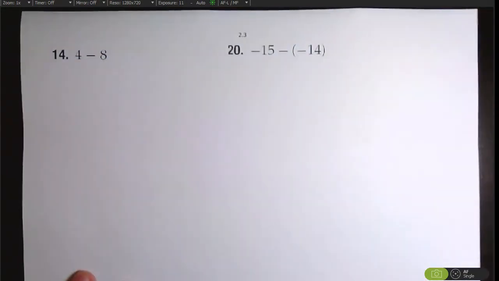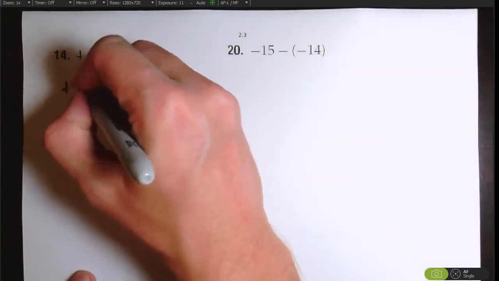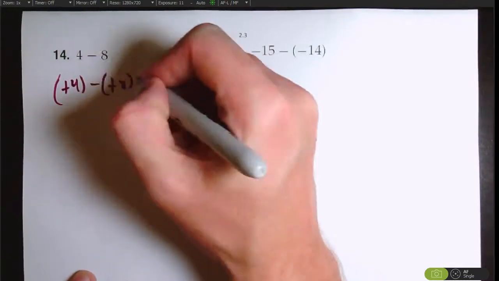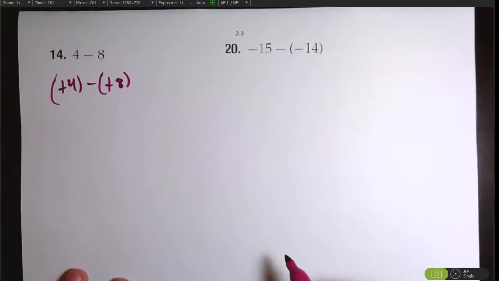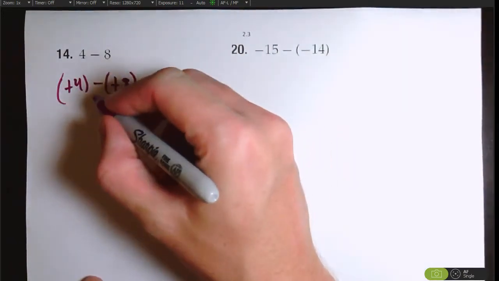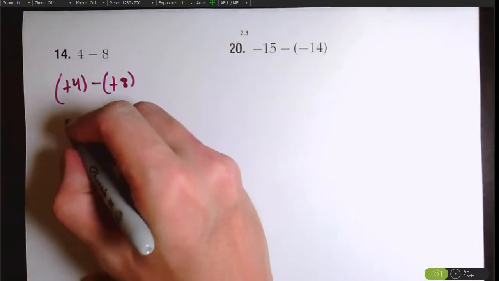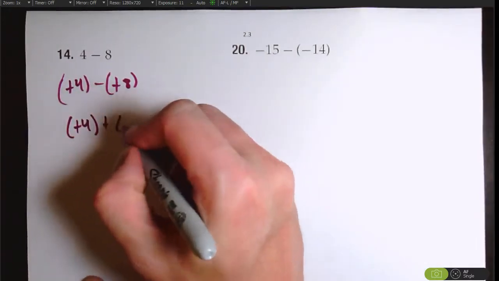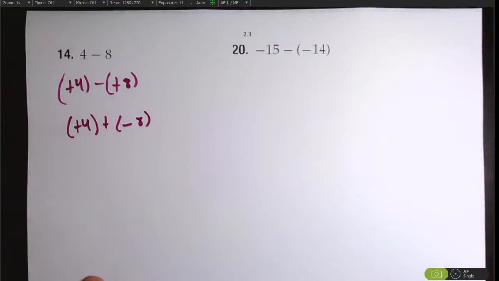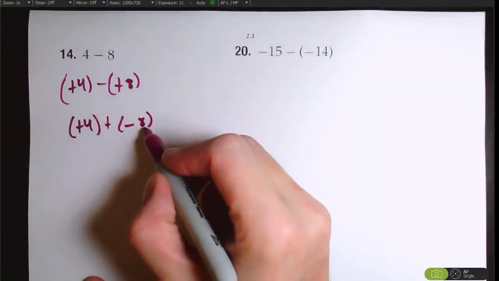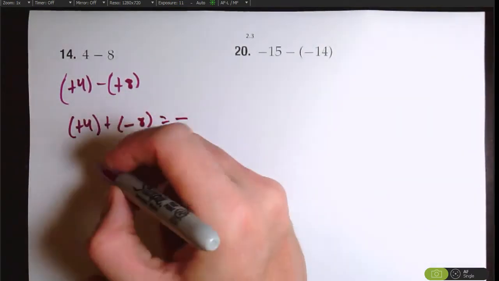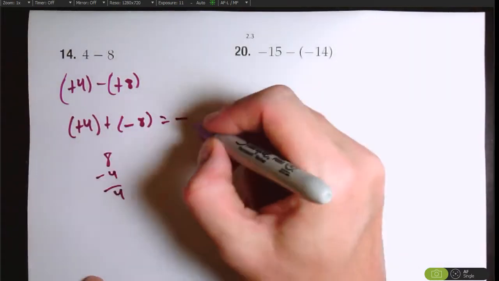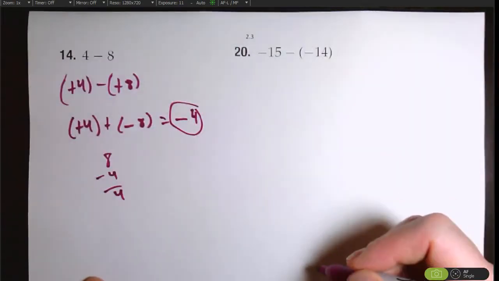It's 4 minus 8. That is a positive 4 minus a positive 8. If there's no sign between there, we assume that's a positive 8. So really what we're doing is adding the opposite of positive 8. Well, the opposite of positive 8 is negative 8. And now we can go back to what we did the day before. It's more to the left than it is to the right, so I know it's going to be negative. And then 8 and 4, how far apart are they? Well, 8 minus 4 is 4, so it's negative 4.